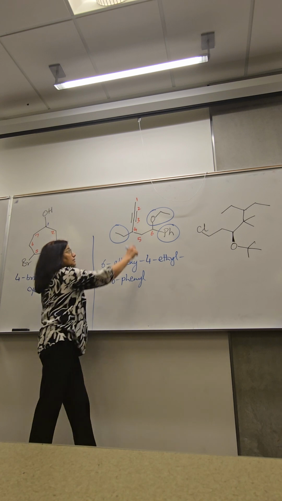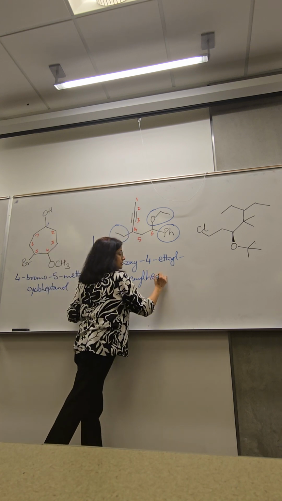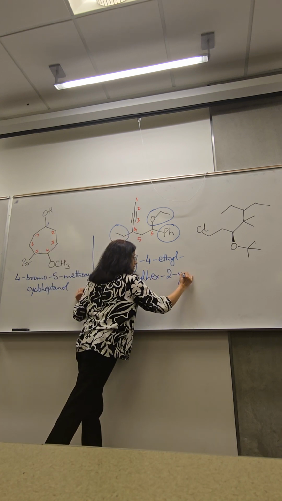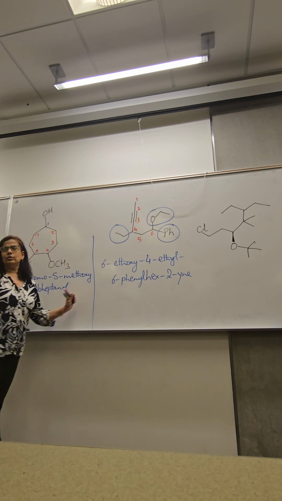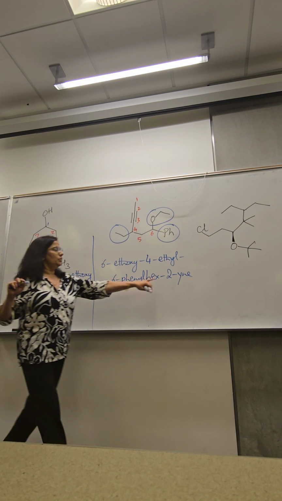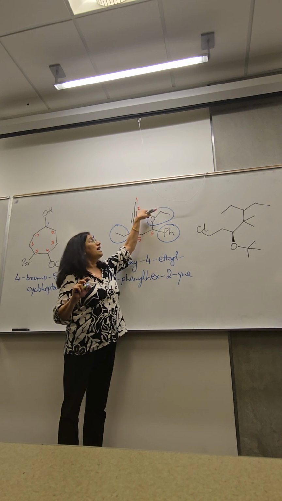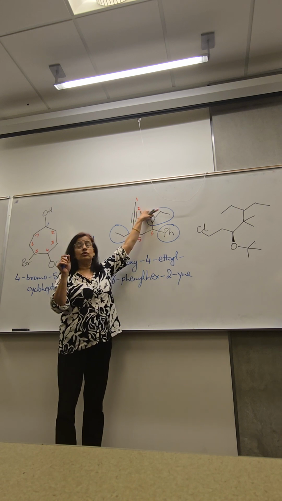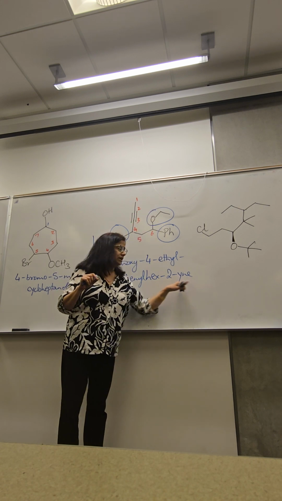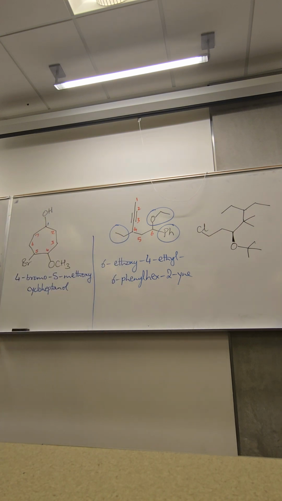And now the parent. What's the parent? Hexyne. Hex-2-yne. The position of the group is always the smaller number, not the larger. The alkyne started on carbon 2, not carbon 3. So it's not 3-yne, it's 2-yne. Everybody okay? Any questions? Okay, last one, please.